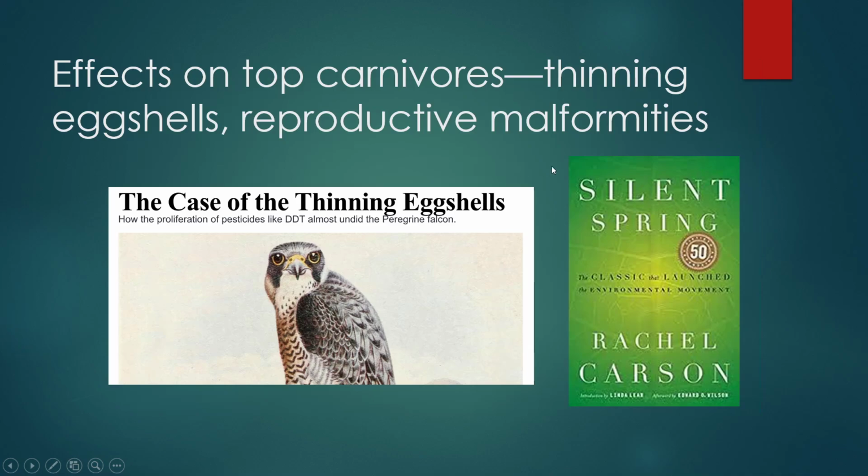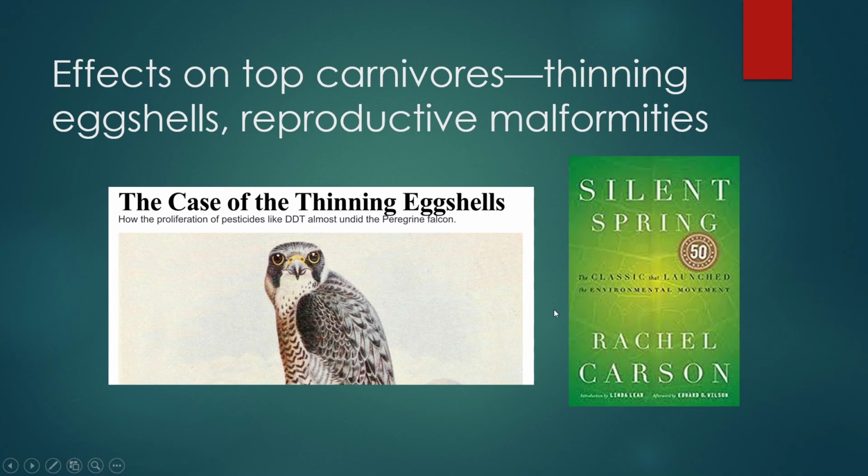Now, a case study for this is looking at top carnivores, and this was actually a case study done in the wonderful book Silent Spring. Silent Spring brought a huge amount of awareness to the use of pesticides like DDT, which were thinning eggshells and causing reproductive malformities in peregrine falcons.